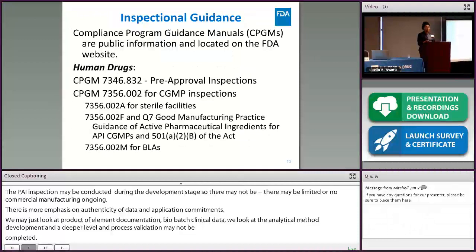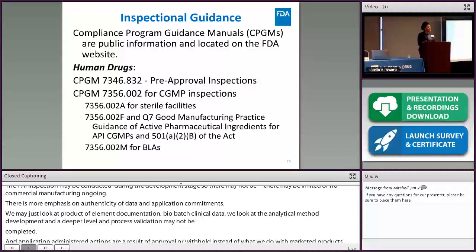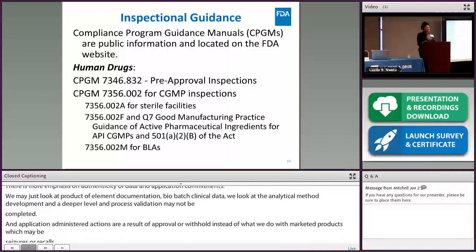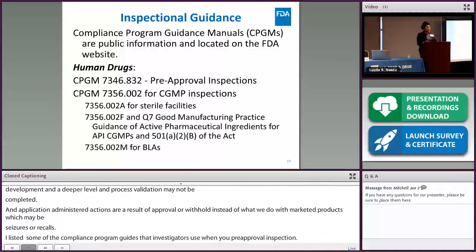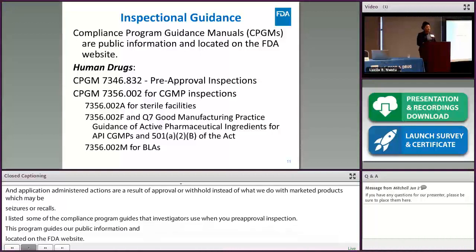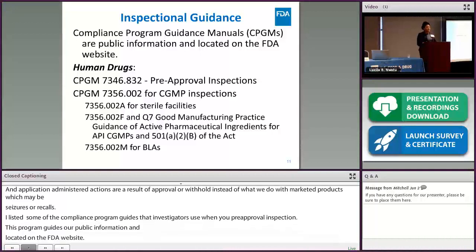I've listed here some of the compliance program guides that investigators use when preparing for a pre-approval inspection. These compliance program guides are public information and are located on the FDA website. Our primary CPGM is the pre-approval inspection. We also have one for cGMP inspections for human drugs. These are just a few that I've listed. We have many more than this. This is not an all-inclusive list.